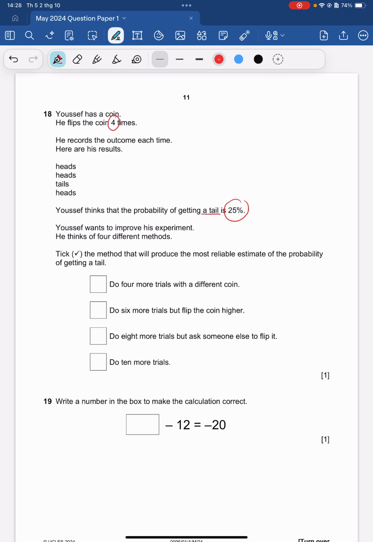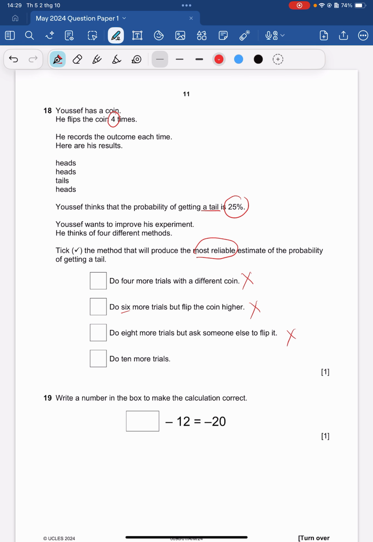Do 4 more tries with a different coin? Of course not, right? We need to try on this coin. Okay, do 6 more trials, but flip the coin higher? No. The most reliable, right? I think it's not the most, only 6 times. Do 8 more tries, but ask someone else to flip it? No. I think there's only one that will be better, right? Because different people can cause different results.